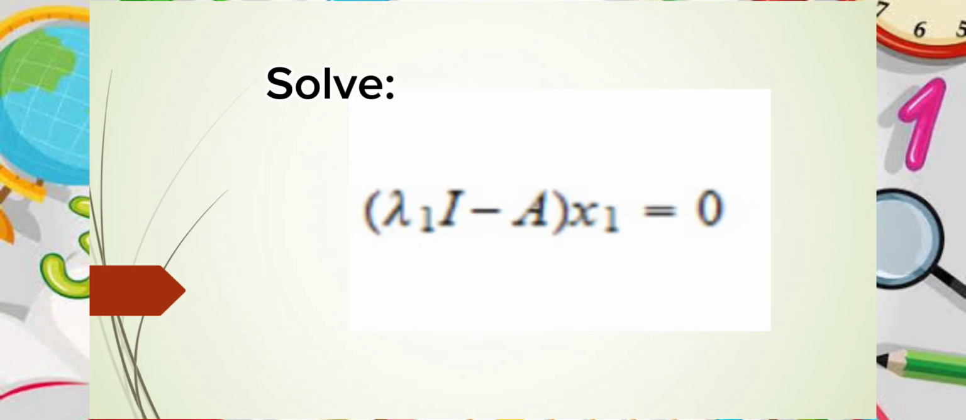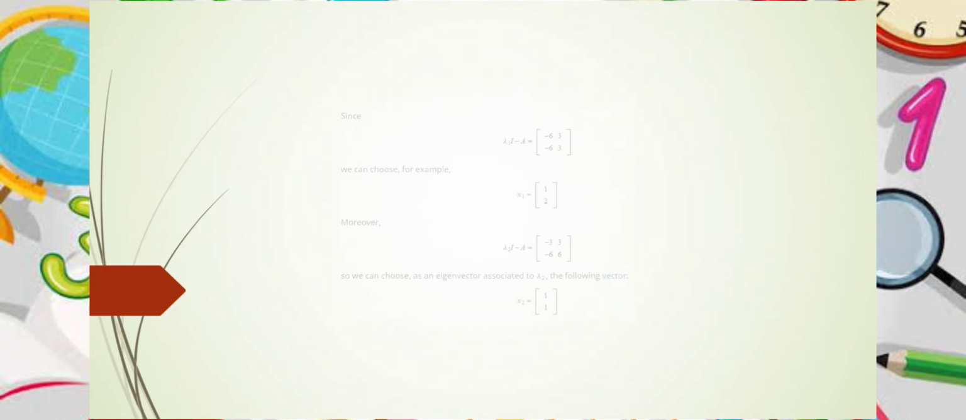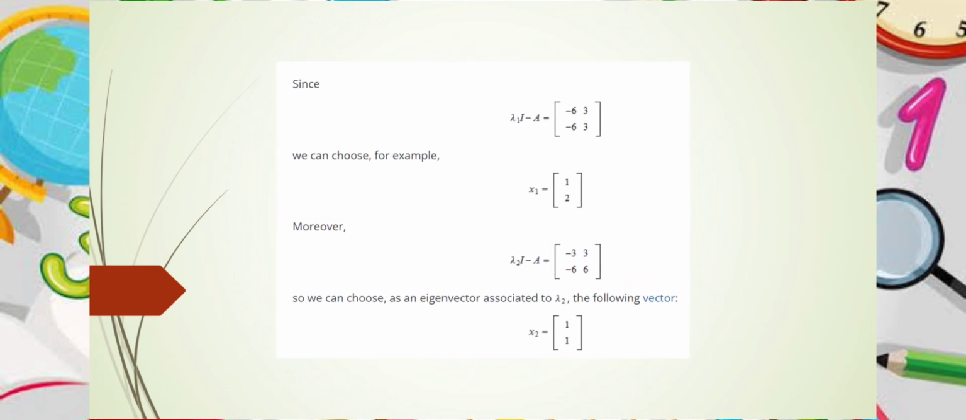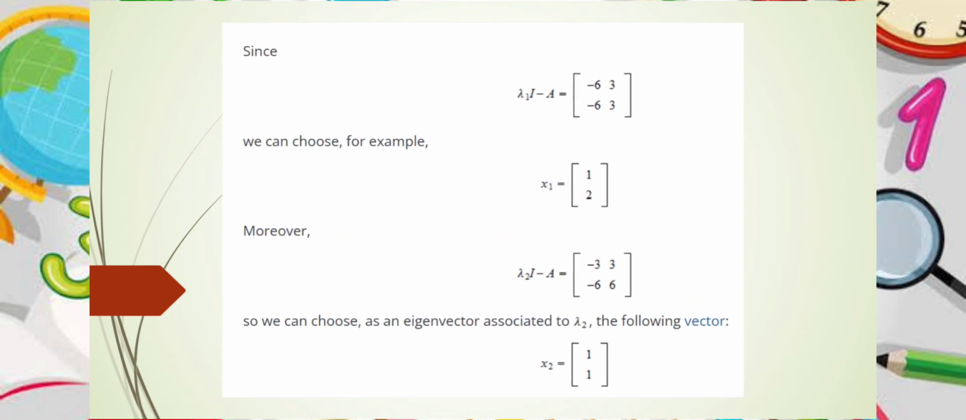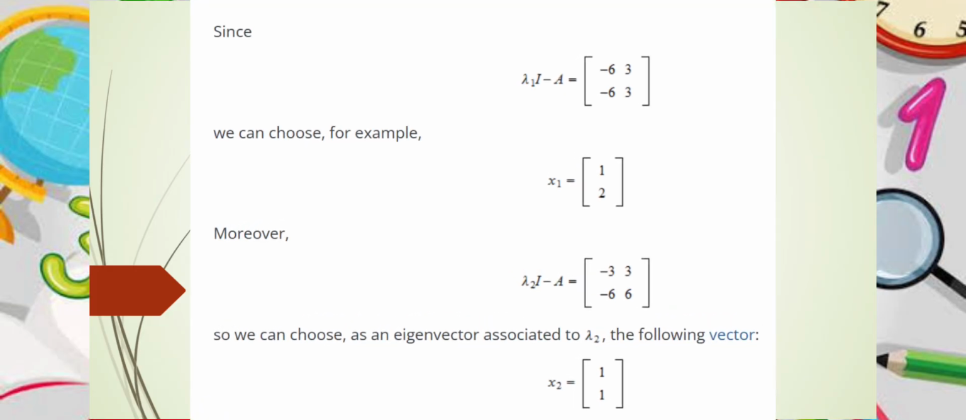(λ₁I − A)x₁ = 0. Since λ₁I − A is equal to [−6, 3; −6, 3], we can choose, for example, x₁ = (1, 2). Moreover, λ₂I − A is equal to [−3, 3; −6, 6], so we can choose as an eigenvector associated to λ₂ the following vector: x₂ = (1, 1).